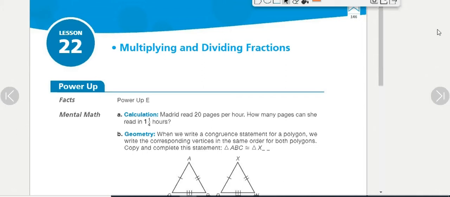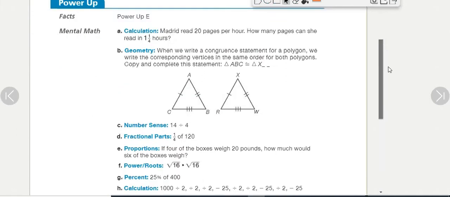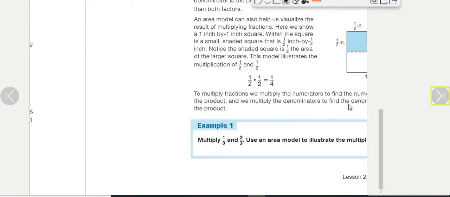Everybody's favorite, fractions, right? Super important. We're going to multiply and divide them today. Fractions in lesson 22.